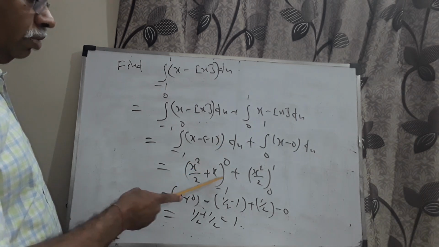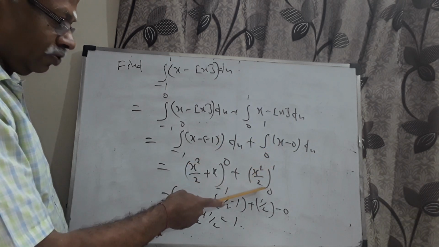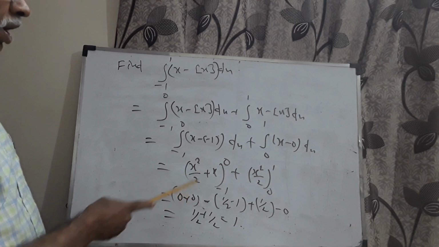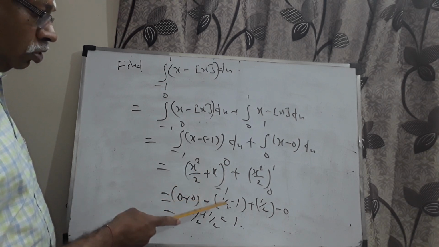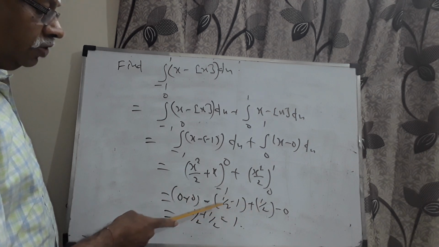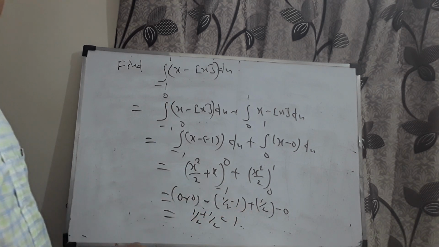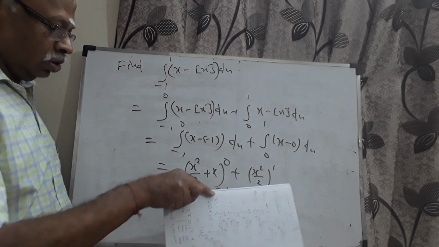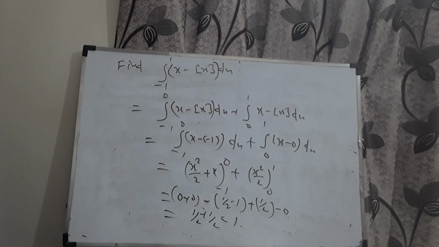The integral of x plus 1 is x squared by 2 plus x from minus 1 to 0, and here it is x squared by 2 from 0 to 1. Apply the upper limit, 0 plus 0, minus the lower limit: minus of half minus 1 plus half. This is minus of minus half. Now the final answer happens to be 1.